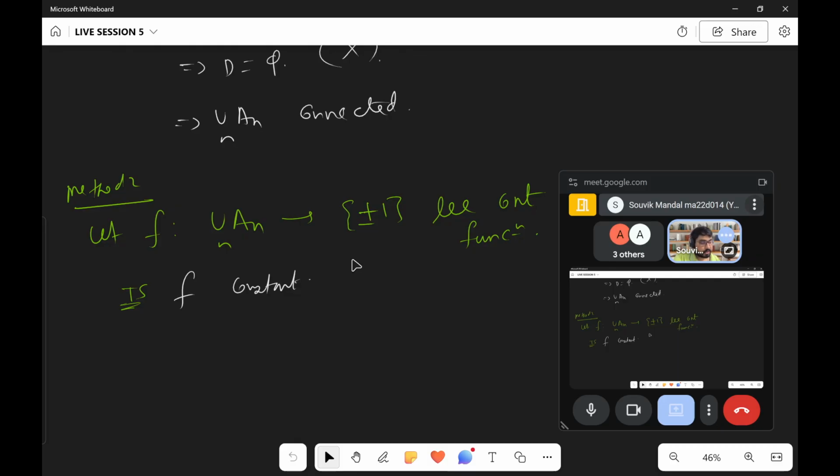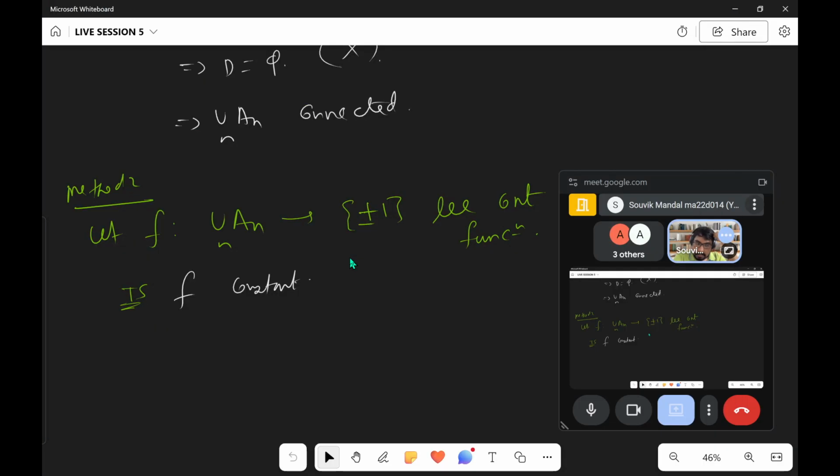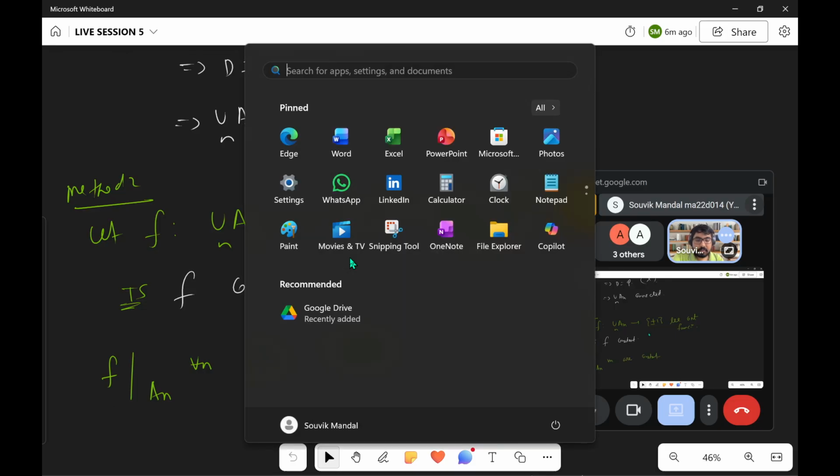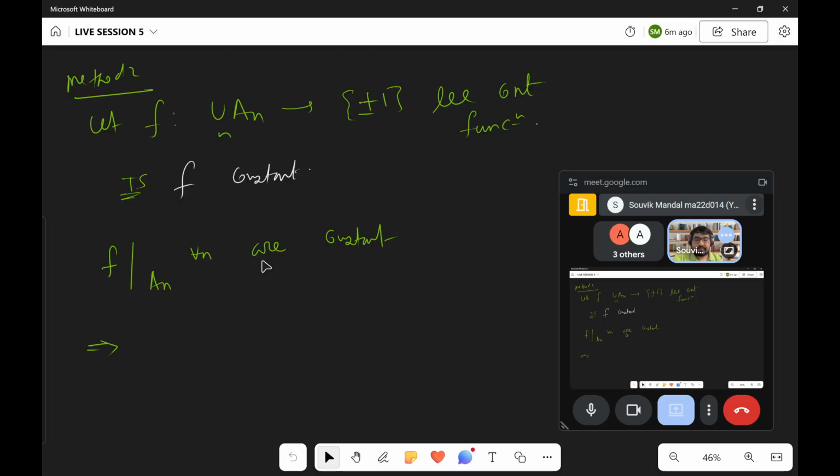Let me show it to you. So the point is that since the A_n's are connected, f restricted to A_n for all n is constant. It's obvious because all A_n are connected, correct? So this implies what?